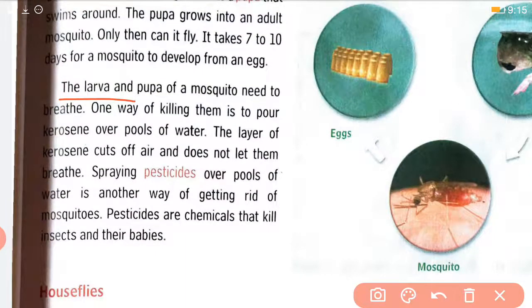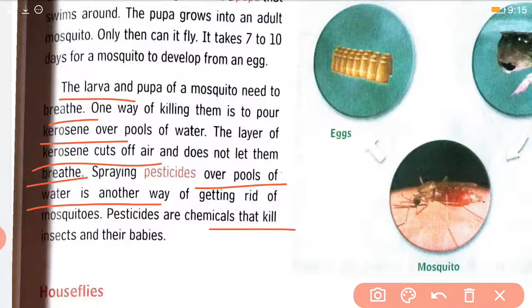The larva and pupa of a mosquito need to breathe. One way of killing them is to pour kerosene over pools of water. The layer of kerosene cuts off air and does not let them breathe. Spraying pesticides over pools of water is another way of getting rid of mosquitoes. Pesticides are chemicals that kill insects and their babies.